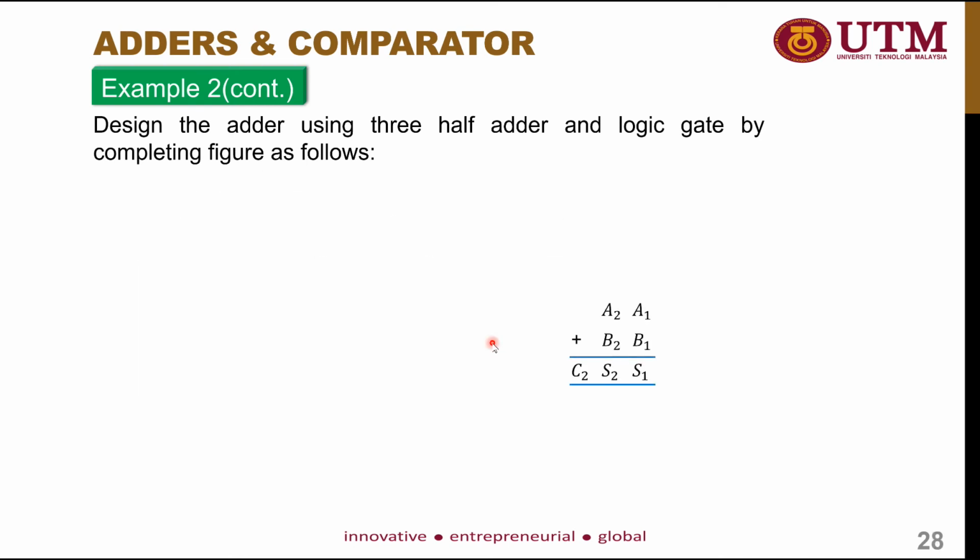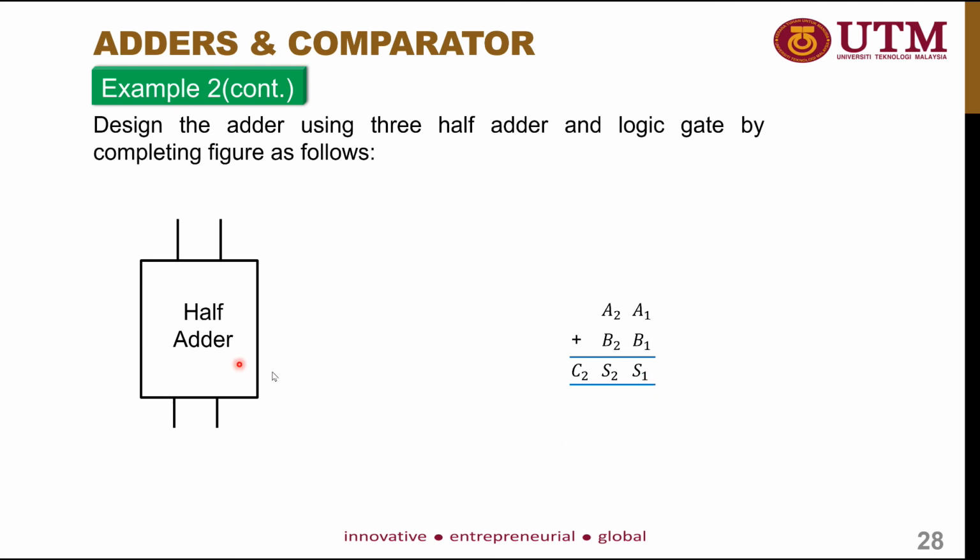So in order for you to solve the problem, you need to go back to the conventional method of binary addition, where A2 A1 plus B2 B1 is 2-bit addition. To solve the addition operation, you need to solve the LSB part first, the least significant bit, where A1 plus B1 will produce S1, and we can operate using a half adder because it has 2 inputs. So we can inject A1 and B1 directly into the input of the first half adder.